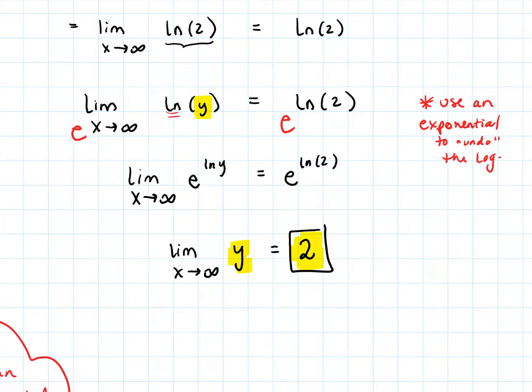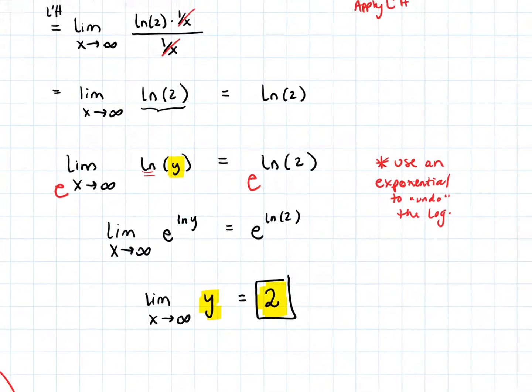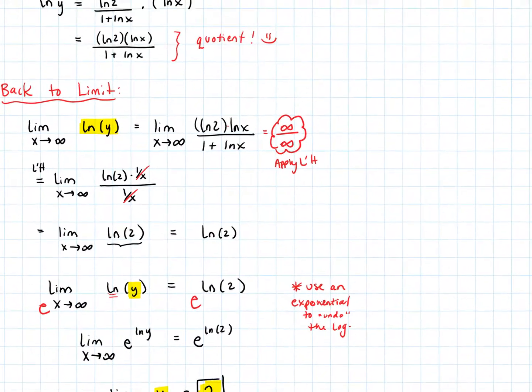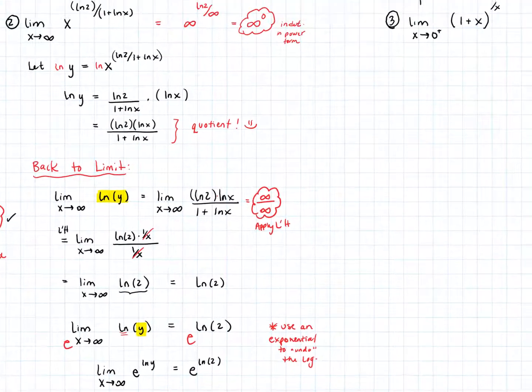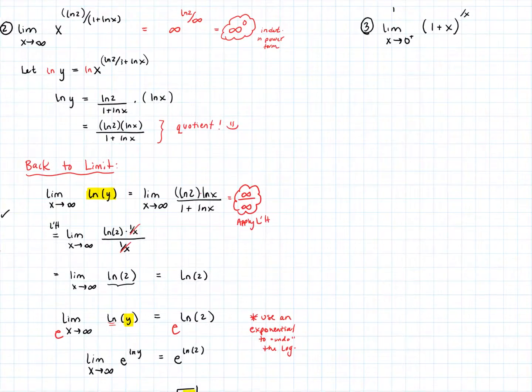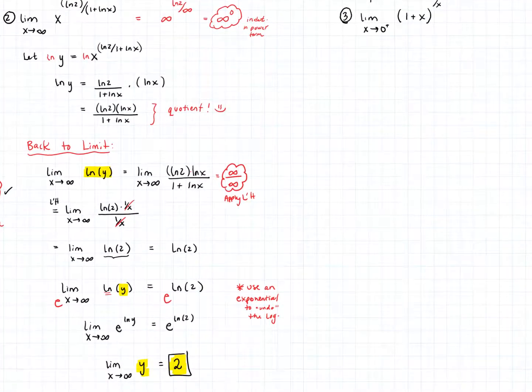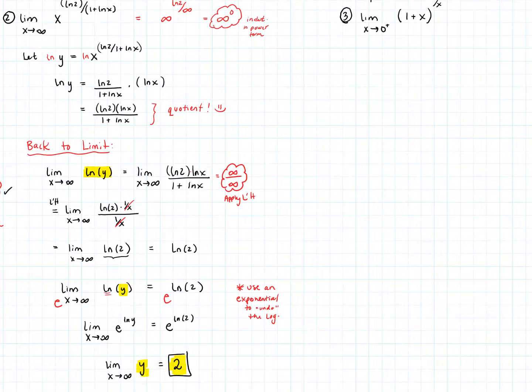And there's our answer. So let's go ahead and zoom all the way out. So the original function, remember, was x to the natural log of 2 divided by 1 plus the natural log of x. And so we defined y right here and used that to follow this through and find the limit. But we have the limit now of 2.